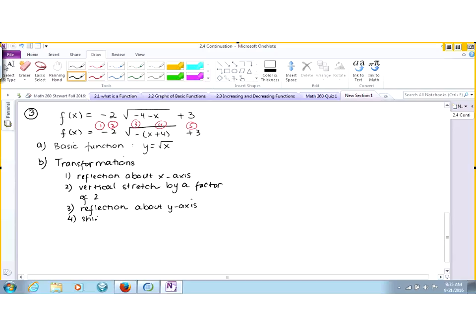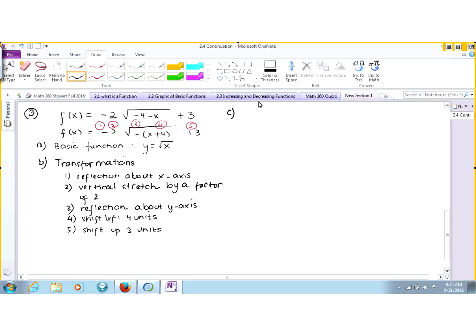What does this plus 4? Shift where? Left, 4 units. And then plus 3. Shift up 3 units. All right?